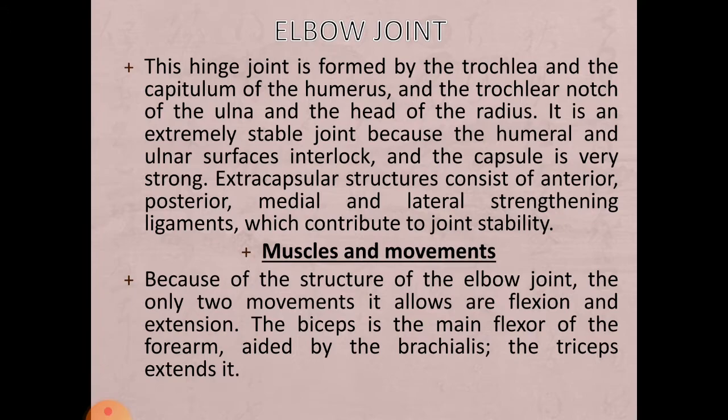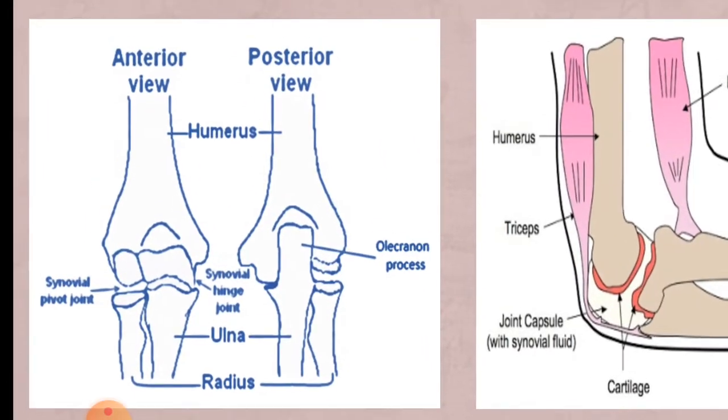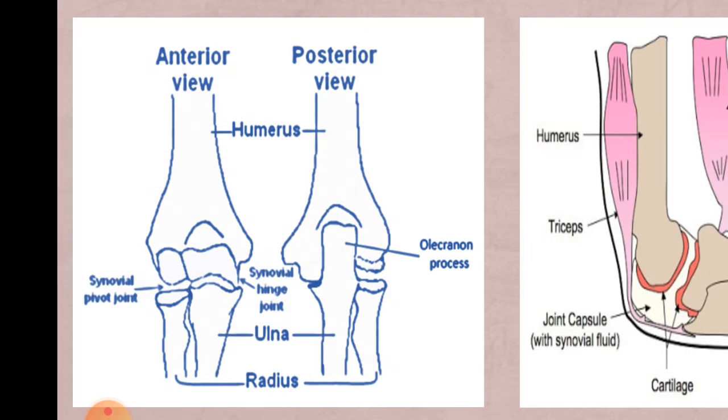Next we have the elbow joint, and this is how the elbow joint is formed. On the anterior view you can appreciate the formation of the elbow joint by the three bones, and these are the radius, ulna and the humerus. And the parts of these bones that are involved in the formation of the elbow joint are the head of the radius, the trochlear notch of the ulna, the trochlea of the humerus, and the capitulum of the humerus.